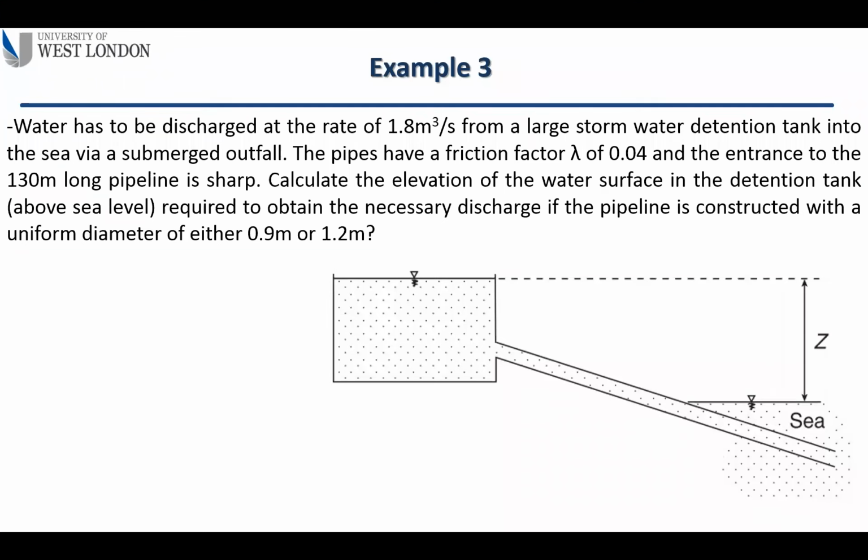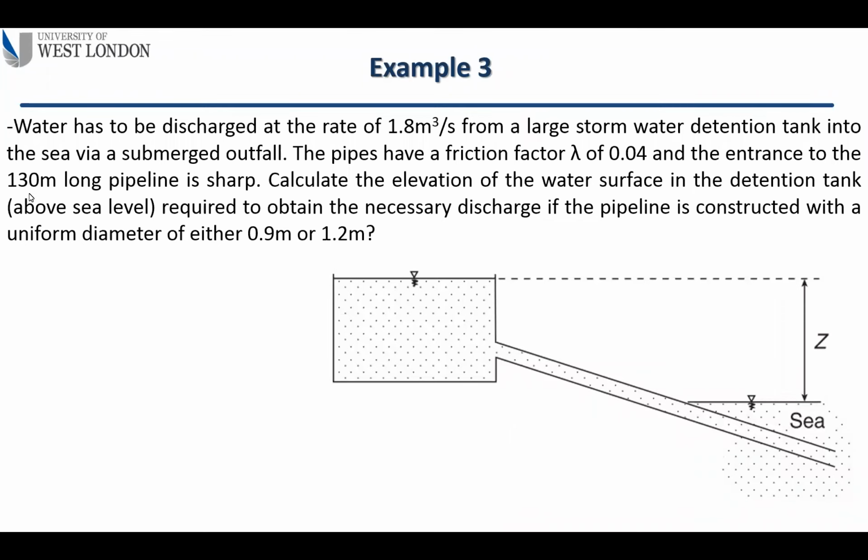Let's look at the third example, in which water has to be discharged at a specific rate of 1.8 cubic meters per second from a large storm water detention tank into the sea via a submerged outfall. So we can have an outfall, a submerged outfall pipeline.